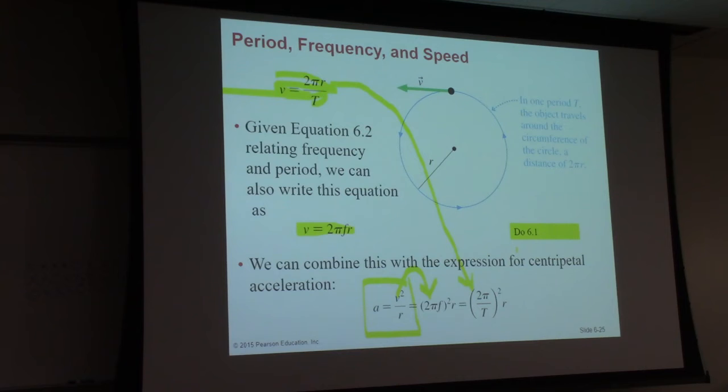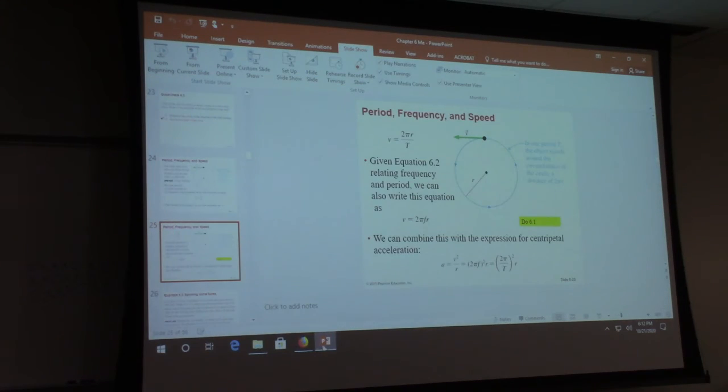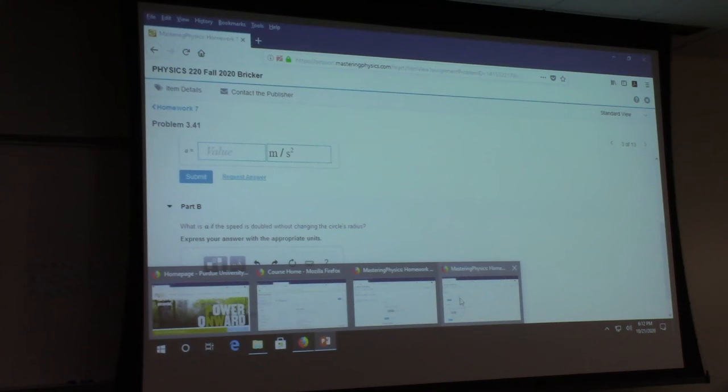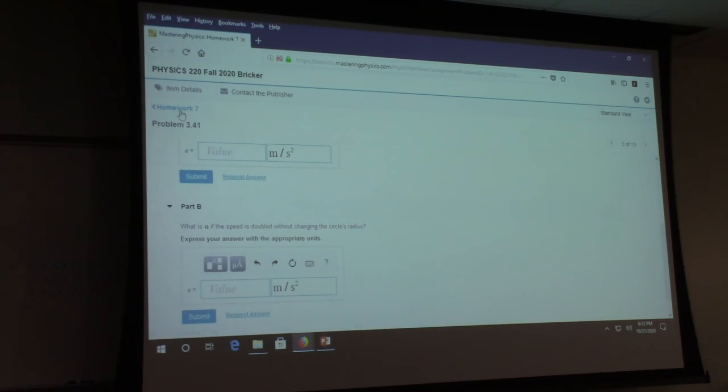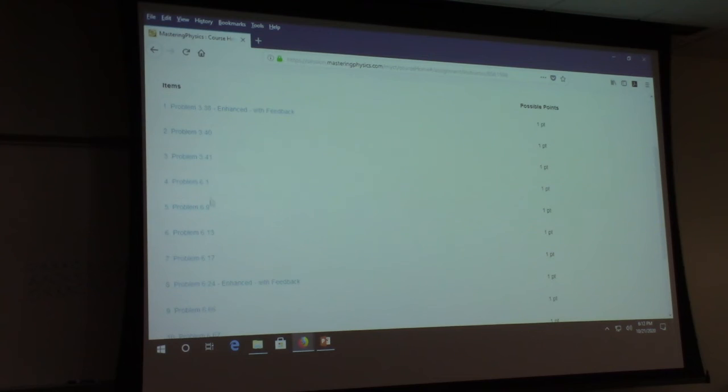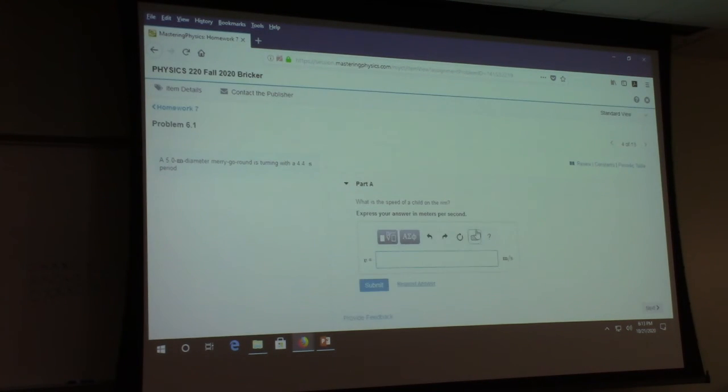Let's take a look at 6.1. So we have a 5 meter merry-go-round that's turning at 4.4 seconds. That's the period. That's the time to go around once. What is the speed of a child on the rim? Okay, let me just draw this out and say a few things about it.